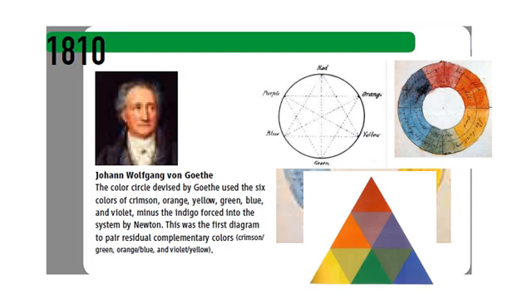In 1810, Johann Wolfgang von Goethe presented a color circle using the 6 colors of crimson, orange, yellow, green, blue, and violet, minus the indigo that was introduced into the system by Newton. Basically, Goethe reacted against Newton's theories because they didn't translate to mixing pigment. He theorized that color phenomena happened in the human eye rather than in the white light.